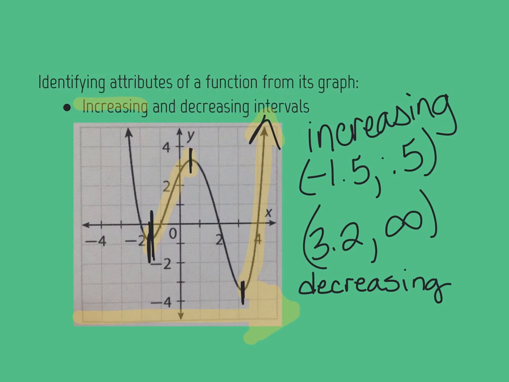When we're talking about decreasing intervals, I'll write smaller this time, that's where we're coming downhill. So that would be this part. Coming downhill from left to right, so from negative infinity to negative 1.5. And then also this part from the top here at about 1/2 to the bottom here at about, like we said, 3.2. So 0.5 to 3.2. Those would be the two decreasing intervals.